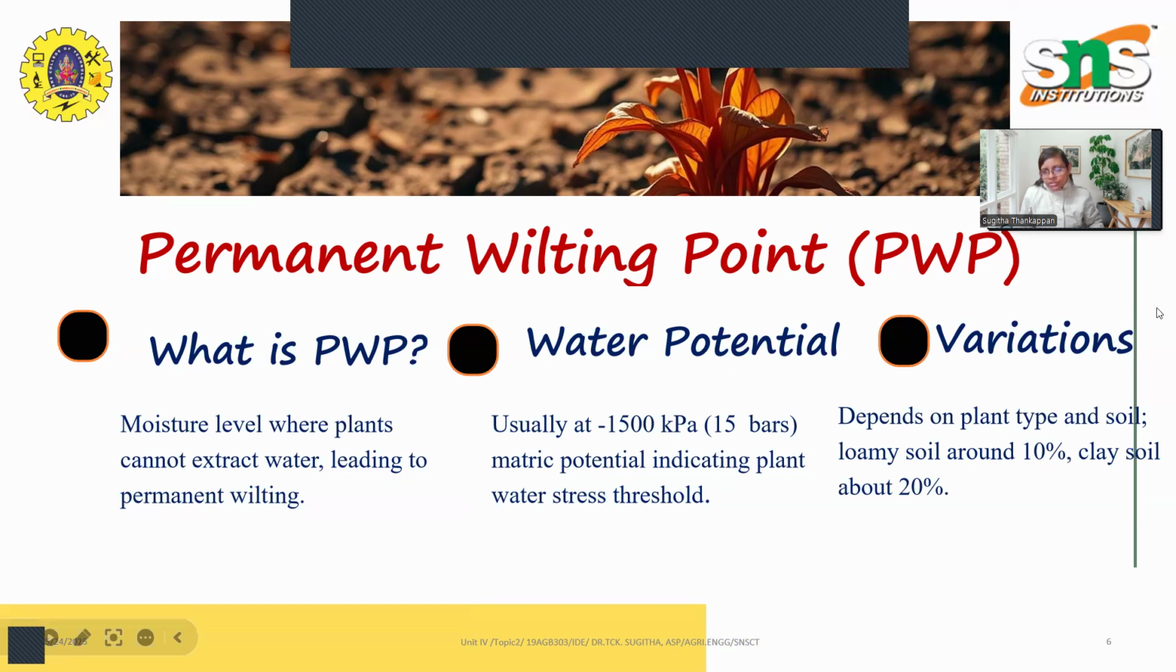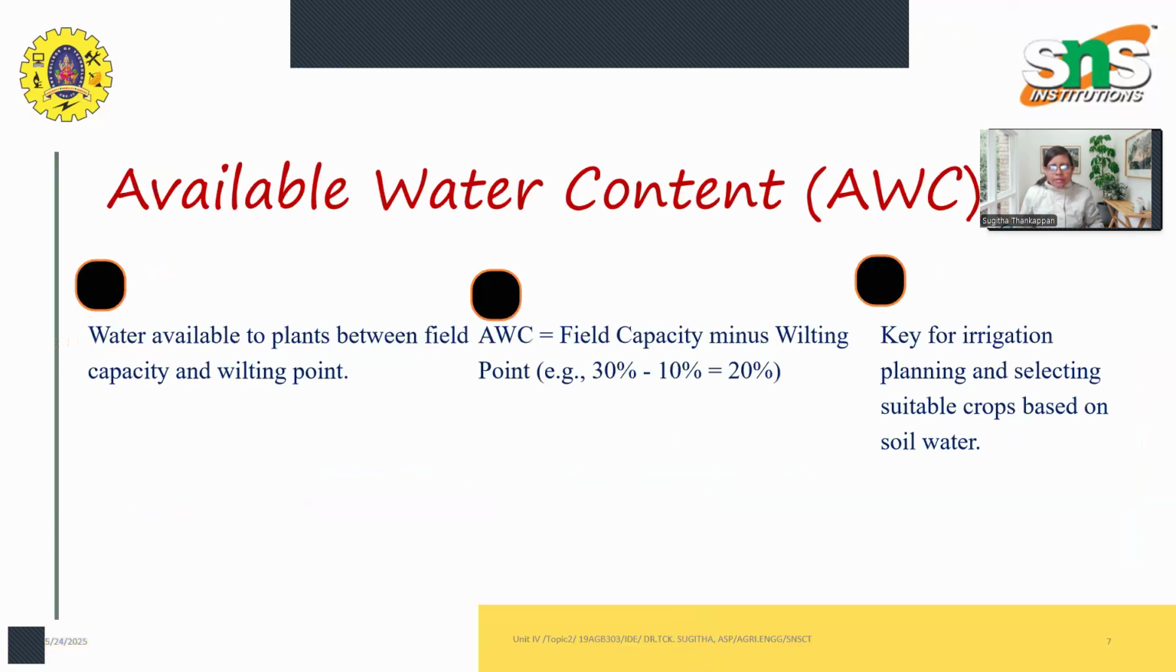The variation depends upon the plant type as well as the soil type, whereas for loamy soil it is around 10% and for clay soil it is about 20%. And another important factor is available water content. This is very, very important.